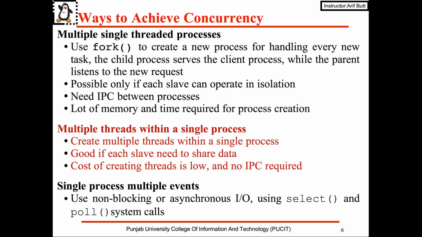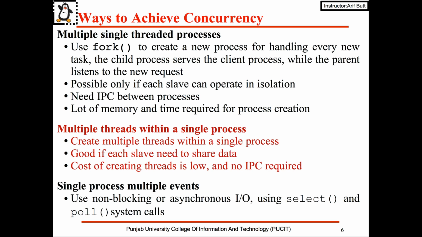Okay, so this slide shows you 3 different ways of achieving concurrency. The first is you use fork to create a child process and let that child process do the task concurrently. But this technique needs inter-process communication, and the other limitation is that a lot of memory and time is required for process creation. We will talk about IPC in some future session in detail, inshallah.